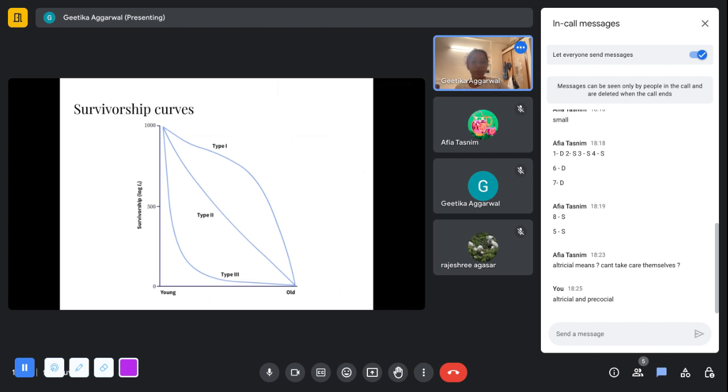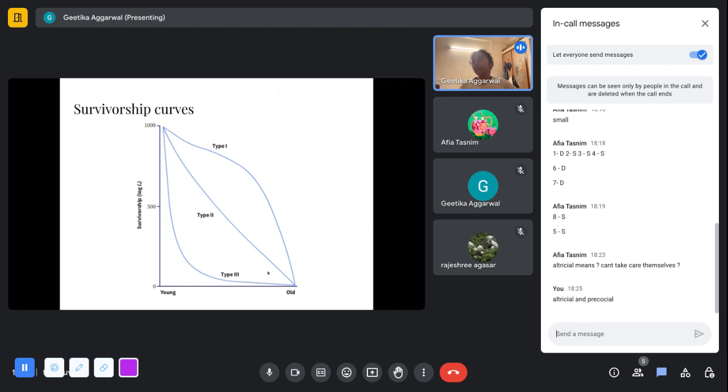Is it okay? Okay. So moving on, these are survivorship curves. Here is the lifespan of the individuals of that particular species. It could be from young to old, and this is the survivorship. So there are three types of survivorship curves. The type 1 curve includes species in which the survivorship is mostly high for young to medium aged individuals, and then most deaths are seen at an old age in these species that follow the type 1 survivorship curve.